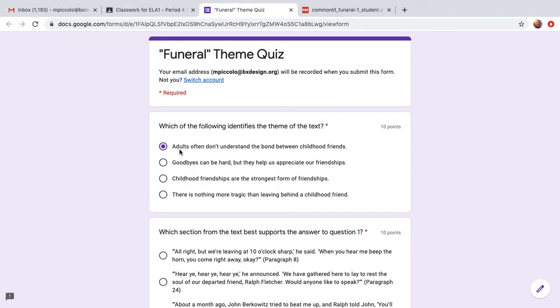So let's start with the first one. Adults often don't understand the bond between childhood friends. So this could be true, right? The reason I wouldn't choose this one though is because we don't talk much about that in the story, right? The dad says, "Yeah, go on, go with your friends one last time." So if anything, that shows that the dad does understand that this is important to him, right? He's like, it is important that he gets to go and say goodbye to his friends. He just has to be back by a certain time.